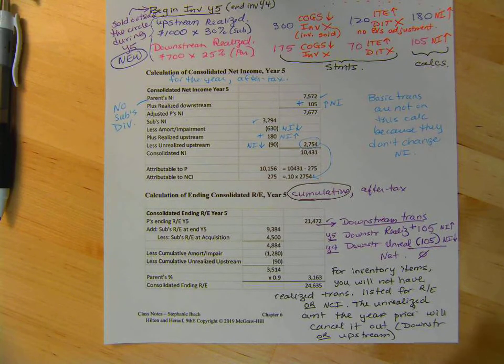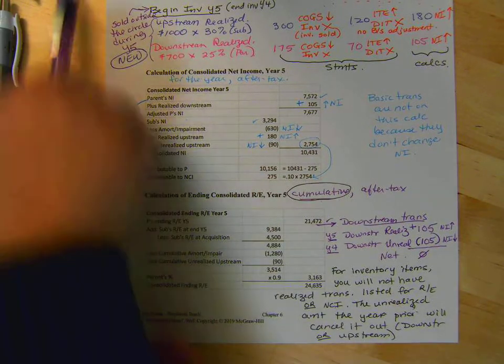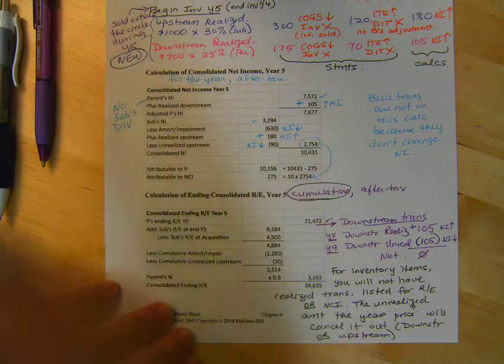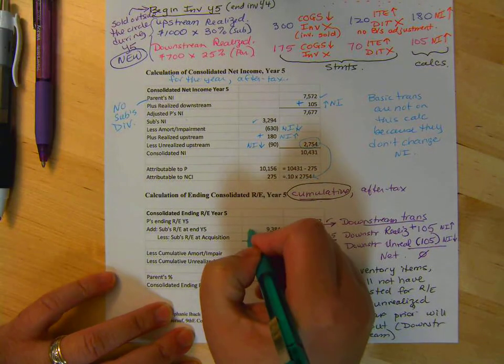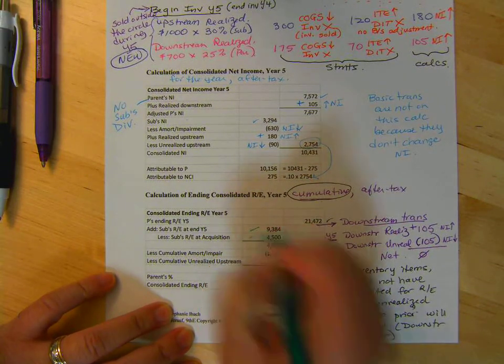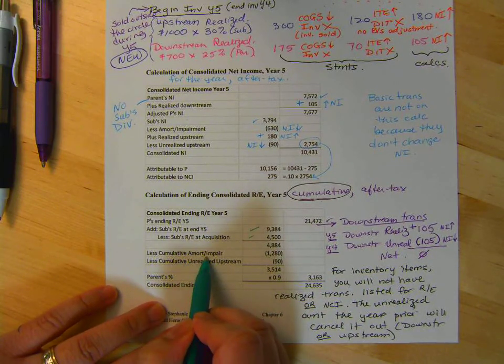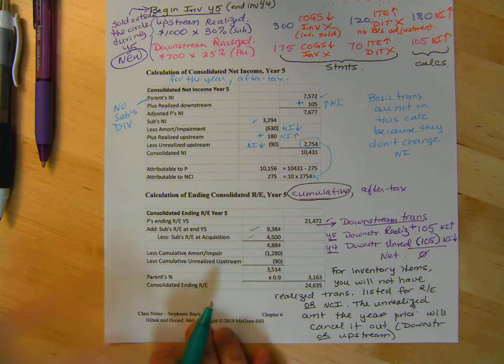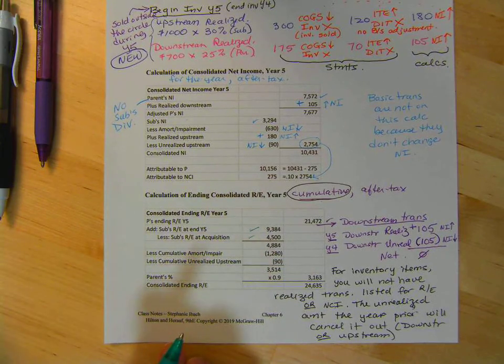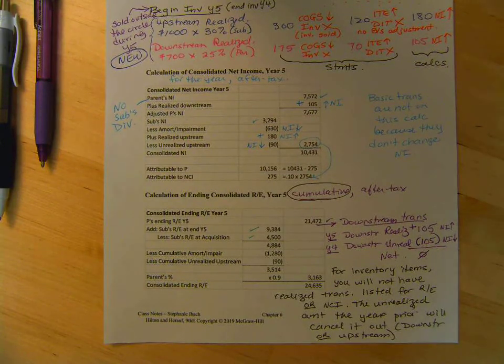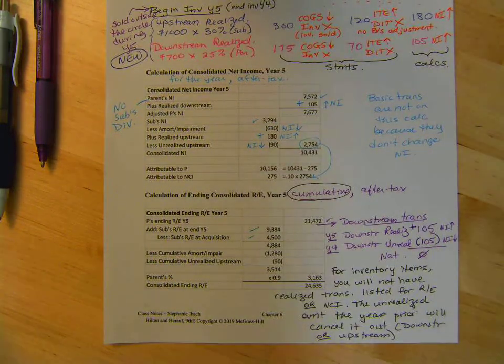Okay, let's see what else we have here. So then we get the subs. We have the subs retained earnings at year 5, subs retained earnings at acquisition. You can look that up. Now, cumulative amortization impairment. So we need our changes in AD schedule, which takes a little bit of searching, but you can find it. It's on page 8.